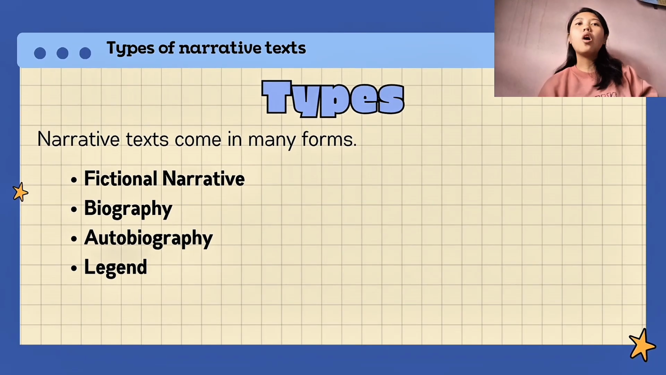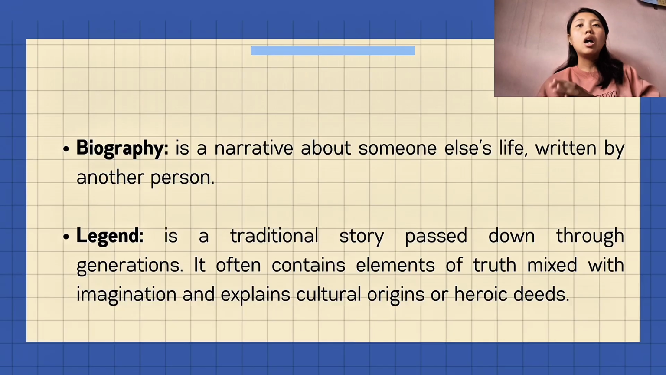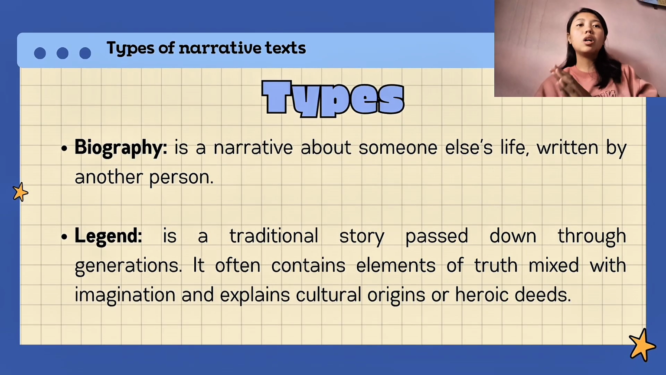There are many types of narrative text. The first one is fictional narrative, the second one is autobiography, the next one is biography, and the last one is legend. A fictional narrative is an imaginary story that is often created purely for entertainment, for example fairy tales, fables, fantasy, or adventure stories. Meanwhile, an autobiography is a narrative written by a person about their own life from a first-person perspective. A biography is a narrative about someone else's life that is written by another person.